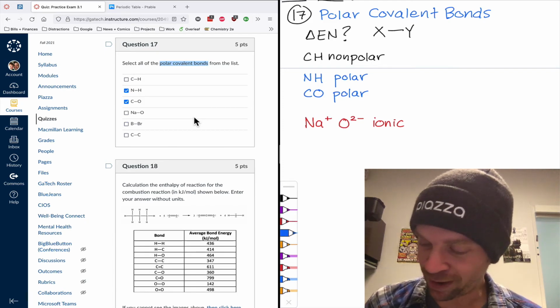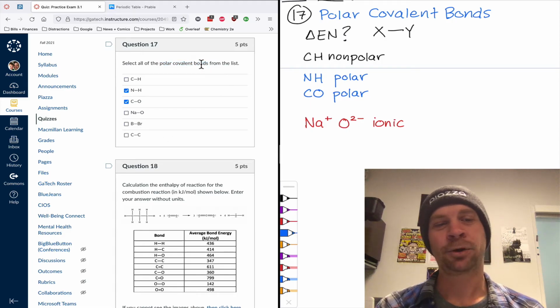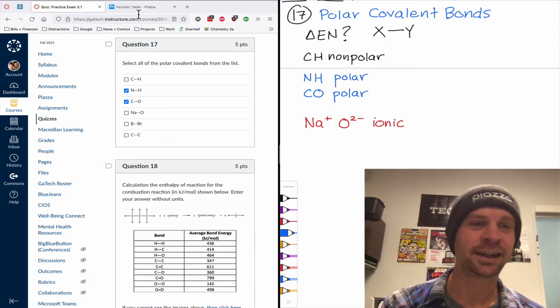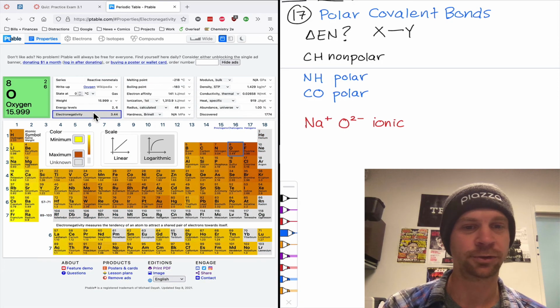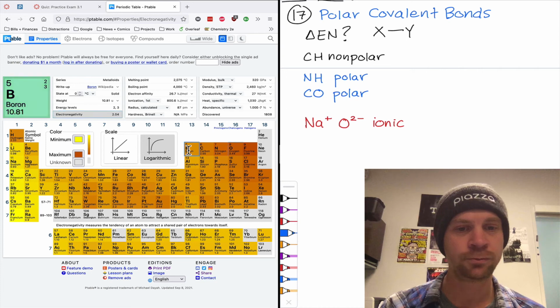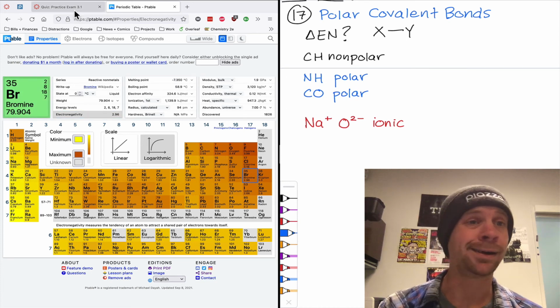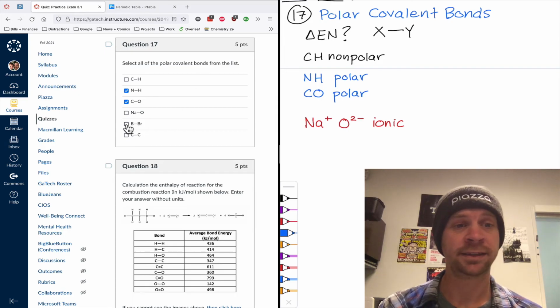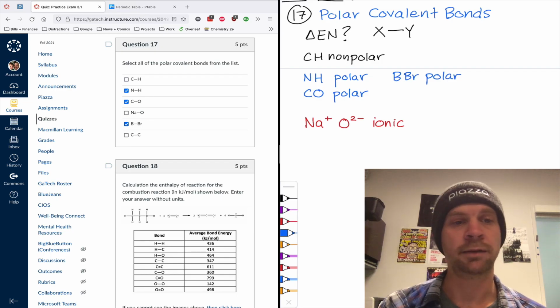B-Br. Okay, wow. B-Br. In terms of polarity, we probably need electronegativities in order to figure this one out. So let me go ahead and turn on the electronegativities so that we can get a sense of this. 2.04 versus 2.96. Pretty polar bond, based on the electronegativities. So let's go ahead and put B-Br in the list of polar bonds. It is definitely a covalent bond, right? Because bromine and boron are both nonmetals.